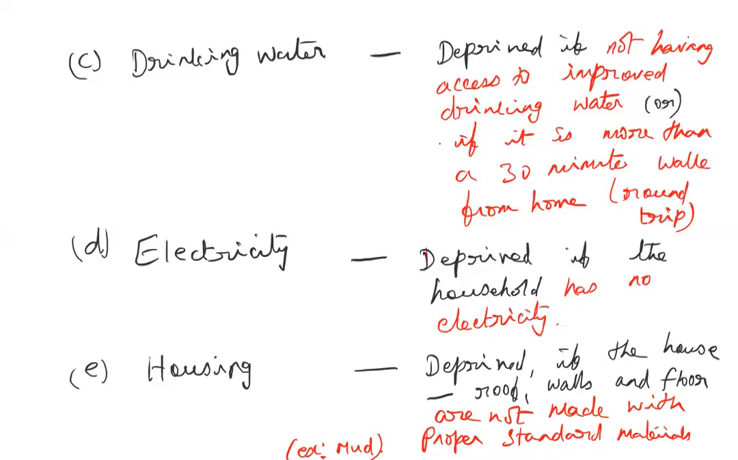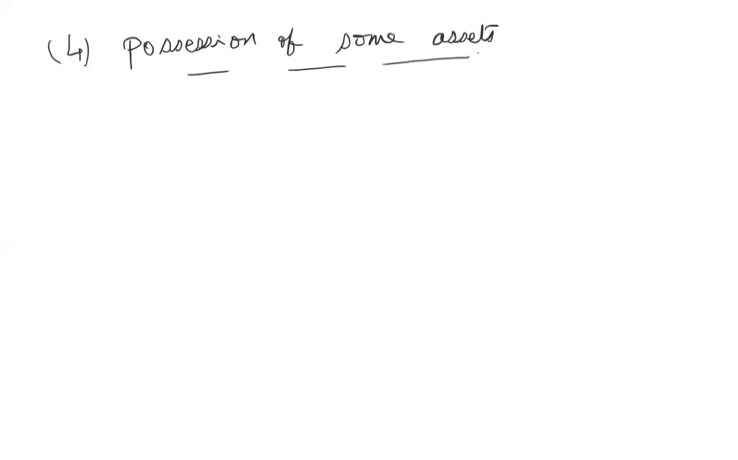Okay. The next one, the fourth one, is possession of some assets. So what are all the kind of assets possessed by the household? A household is considered deprived if the household, possession of some assets.